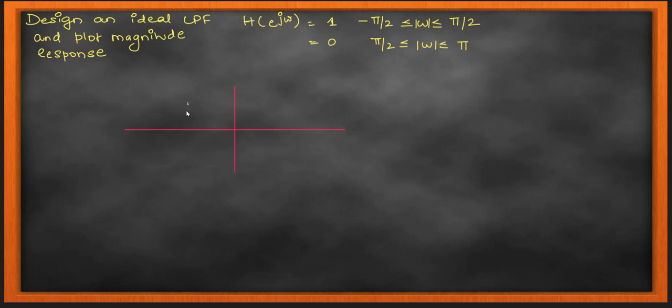Okay, so let's start this numerical now. We have seen the FIR design using Fourier series, so now I'm going to apply that to a numerical. The question is to find an ideal LPF, and then we have to plot the magnitude response. When I say an ideal LPF, it is nothing but your low pass filter. Now H of omega is given to be 1 from minus pi by 2 to plus pi by 2, and 0 from pi by 2 to pi.